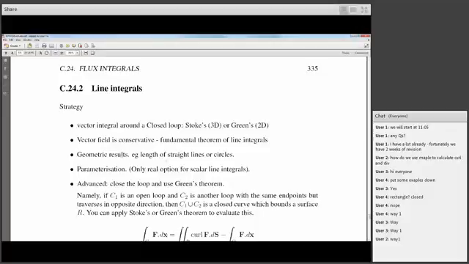So if you've got a vector line integral that is around a closed loop, then I would try using Stokes' theorem in a 3D case or Green's theorem if it's a 2D case. That's the way I would normally do them. Again, I certainly have a bias towards these high-level theorems.